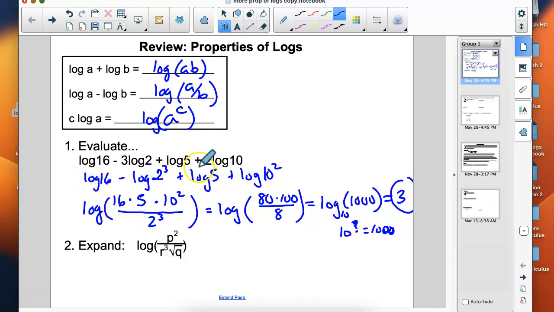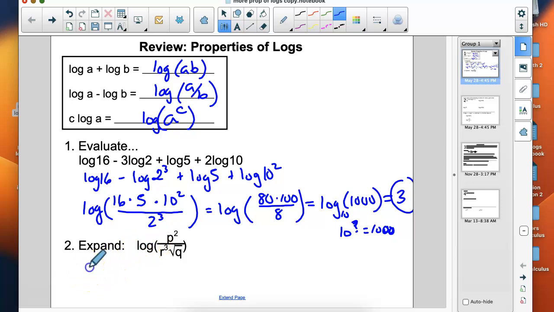Okay, so 2 steps here. First thing I did was I moved the numbers that were in front and made them exponents. Second thing I did is all the positives got multiplied on the top. All the negatives got moved to the bottom so that they were division. When I expand, I'm going the other direction. So I'm going to first undo the first and second properties. I'm going to turn all of these into log of something plus log of something minus log of something. And then the second part I'm going to do is deal with the exponents on those numbers. So I'm going in reverse.